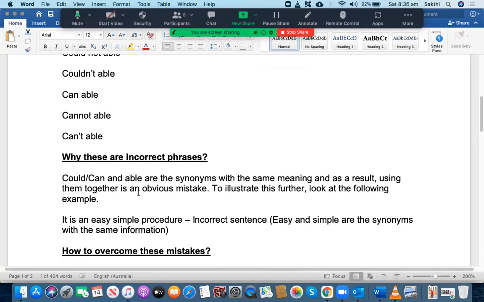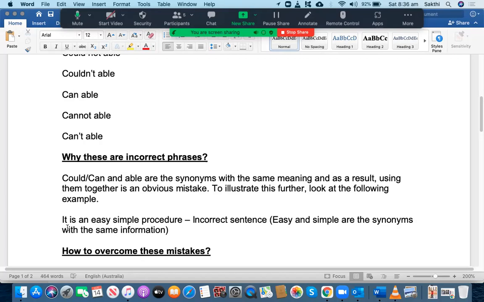To illustrate this further, please look at the following example. "It is an easy, simple procedure." Can we say this? No, you can't, isn't it? Because easy and simple are the same thing. This is wrong because easy and simple contain the same information. So we can use either "it is an easy procedure" or "it is a simple procedure." In the same way, we need to use it here as well. You use either can or able, either cannot or able, either could or able, or either couldn't or able.